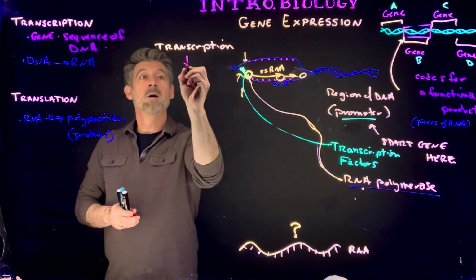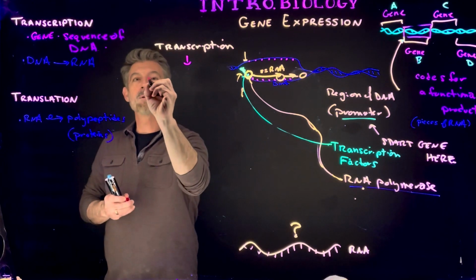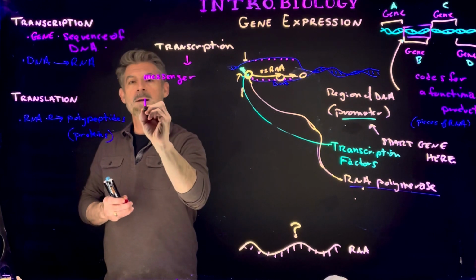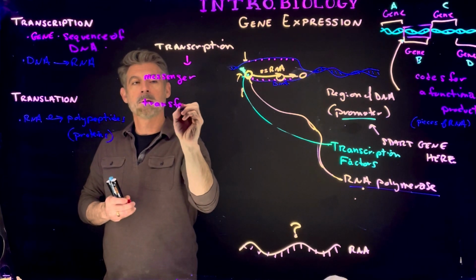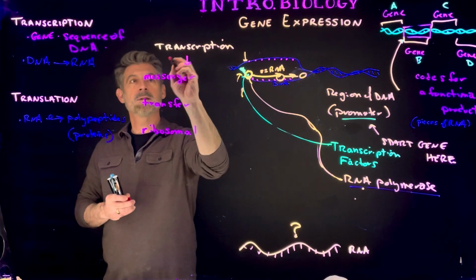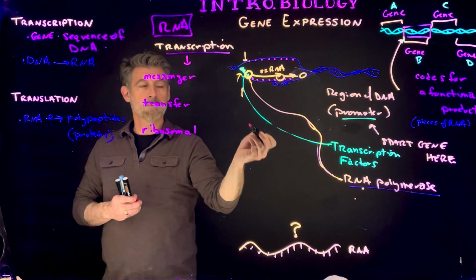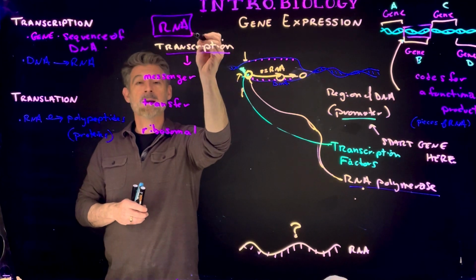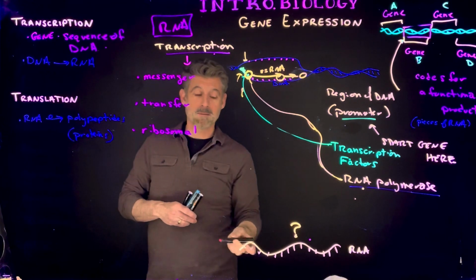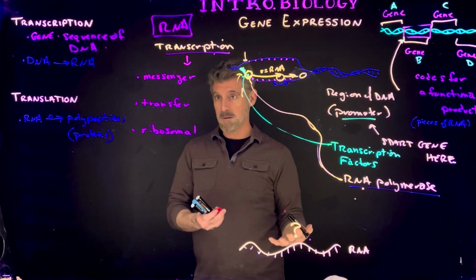So transcription will give us one of really three major types. There are other types as well, but there are three major types we can have: messenger, transfer, or ribosomal. And these are all different types of RNA made through transcription. So the process of transcription makes RNA, and these are the different types of RNA you may get. So who is this? It's going to be one of these. How do we know? Well, we may not know initially. They have to be processed first.